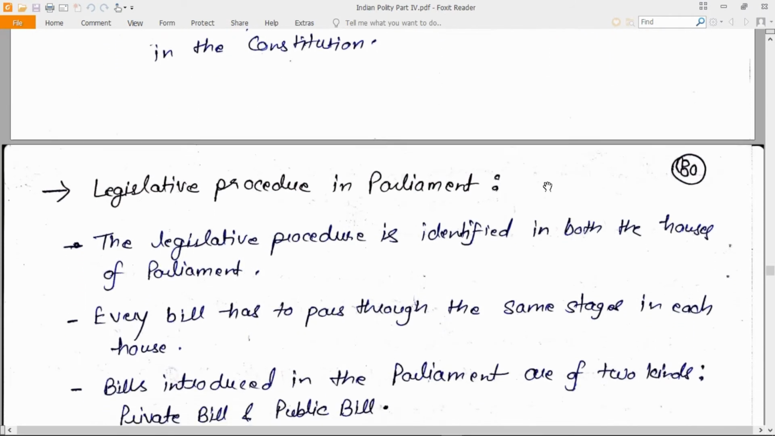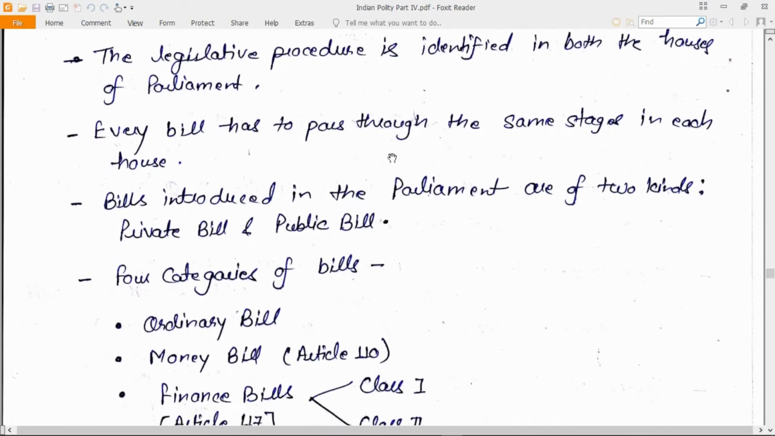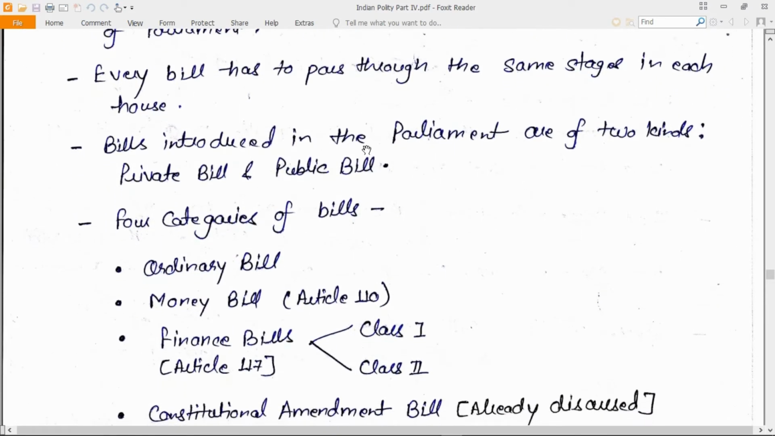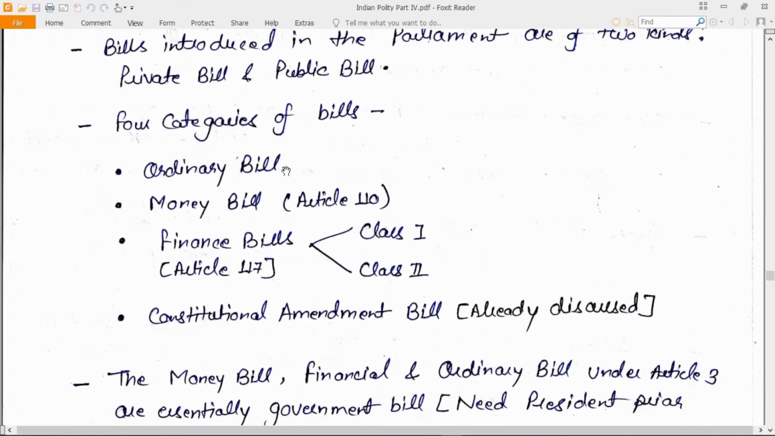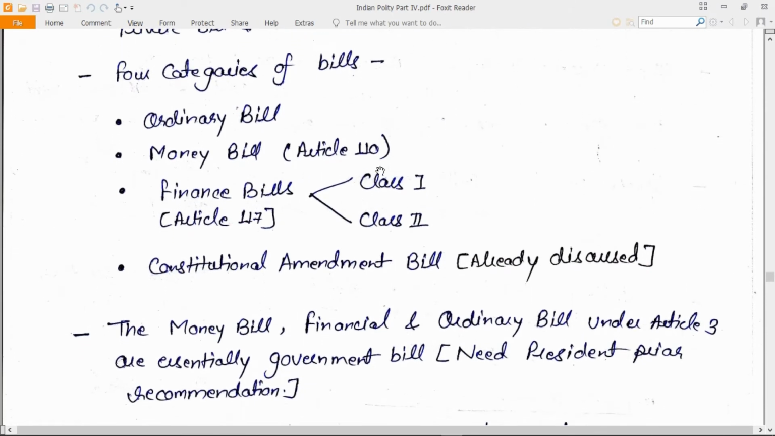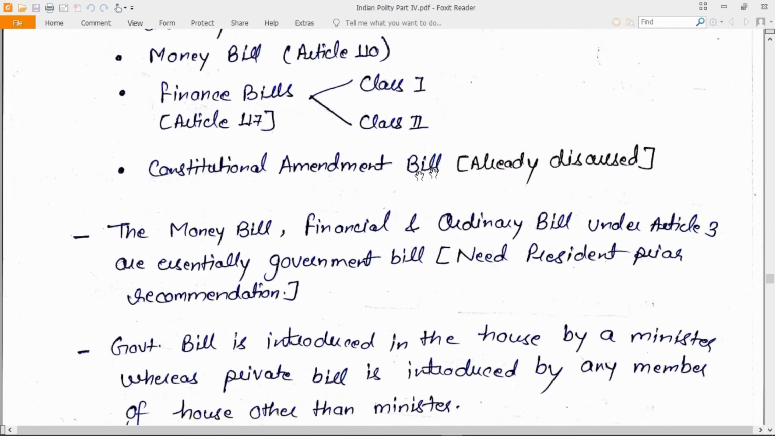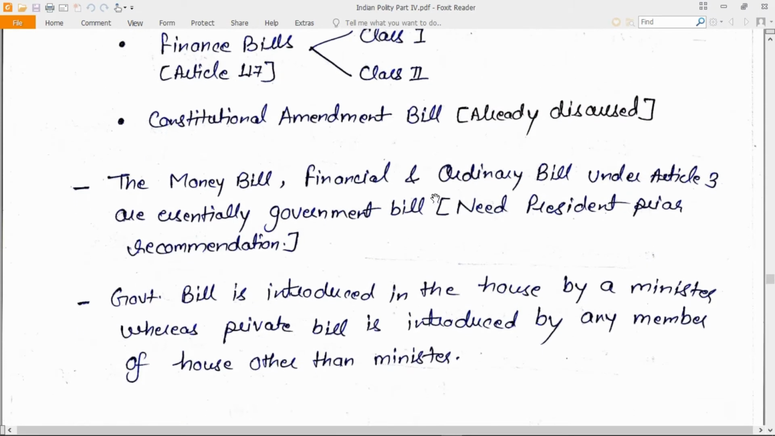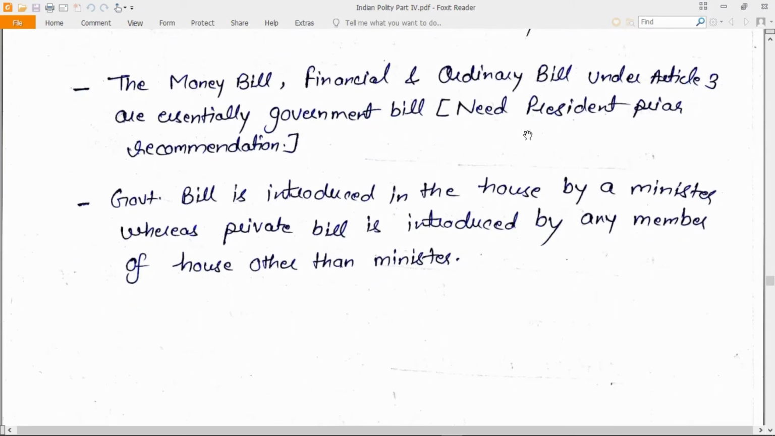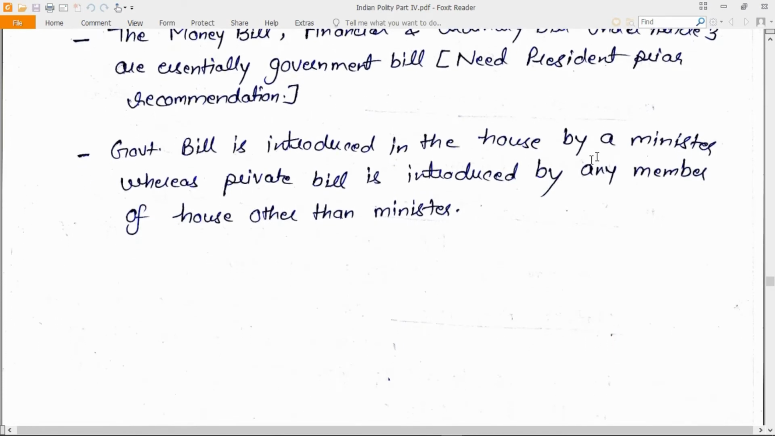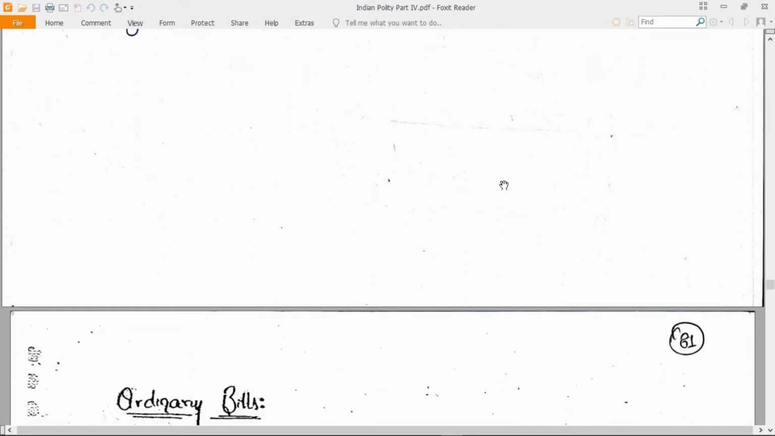Now, what is the legislative procedure in the Parliament? The legislative procedure is identical in both the houses of the Parliament. Every bill has to pass the same stages in each house. Bills introduced in the Parliament are of two kinds: private bill and public bill. Four categories of bills: ordinary bill, money bill, which comes under Article 110, finance bill, Article 117, clause 1 and clause 2, and constitutional amendment bill, which we have already discussed. The money bill, financial bill and ordinary bill under Article 3 are essentially government bills and need the President's prior recommendation. A government bill is introduced in the House by a minister, whereas a private bill is introduced by any member of the House other than a minister.